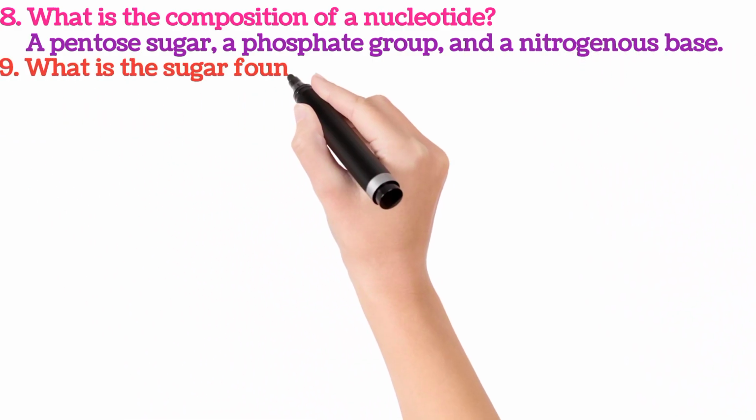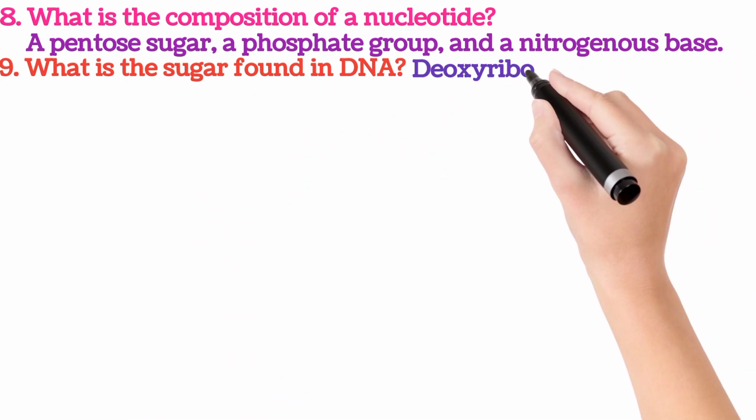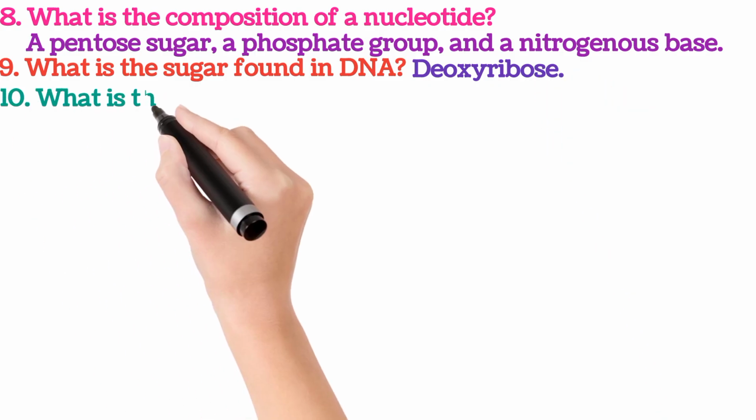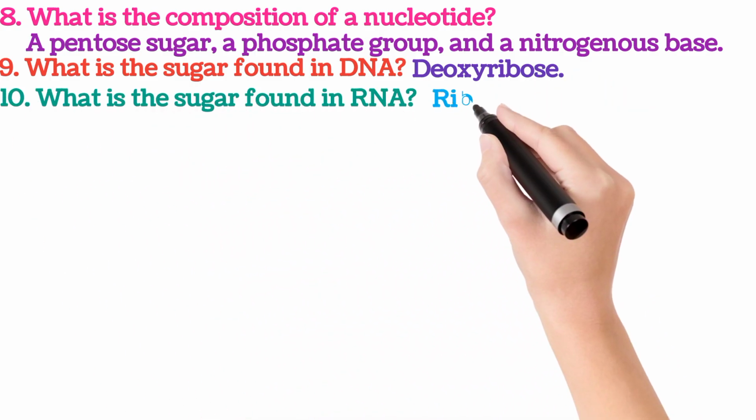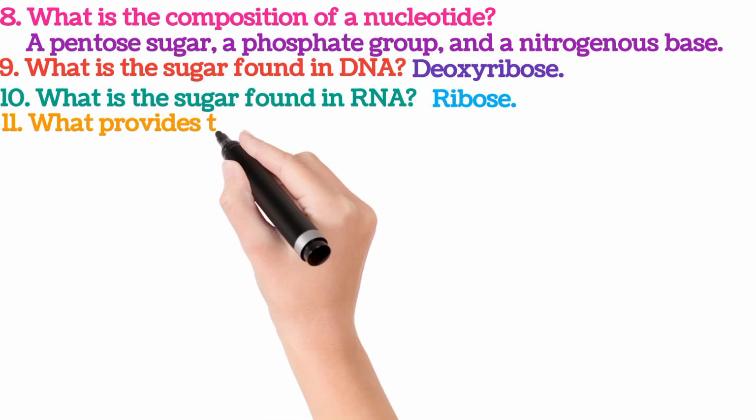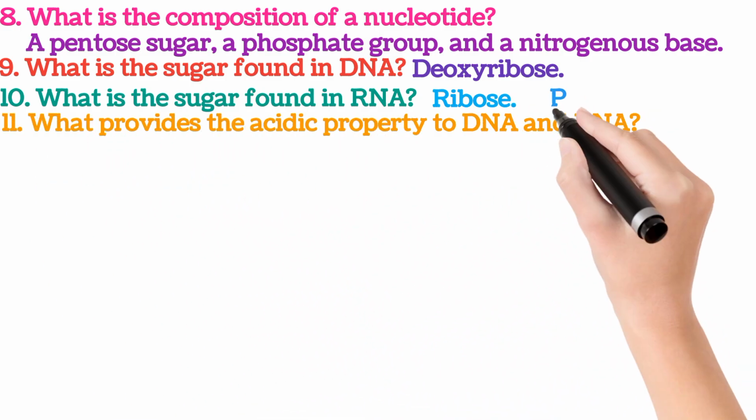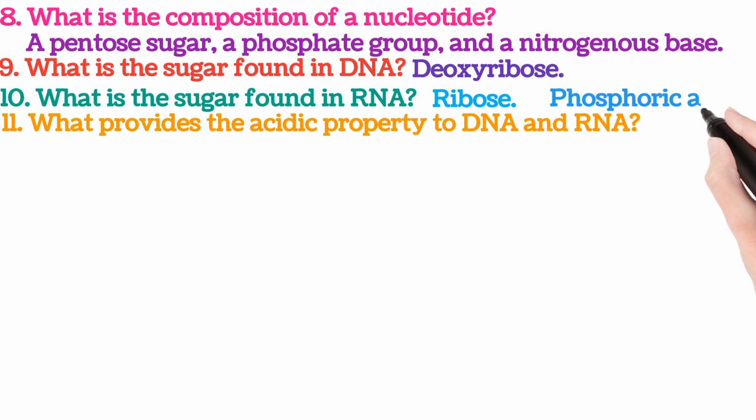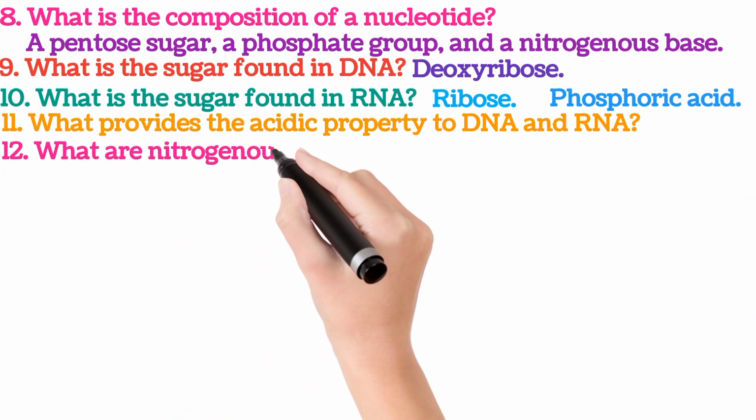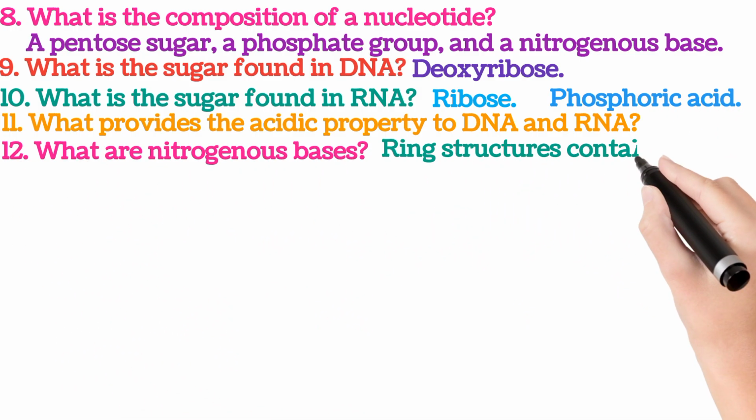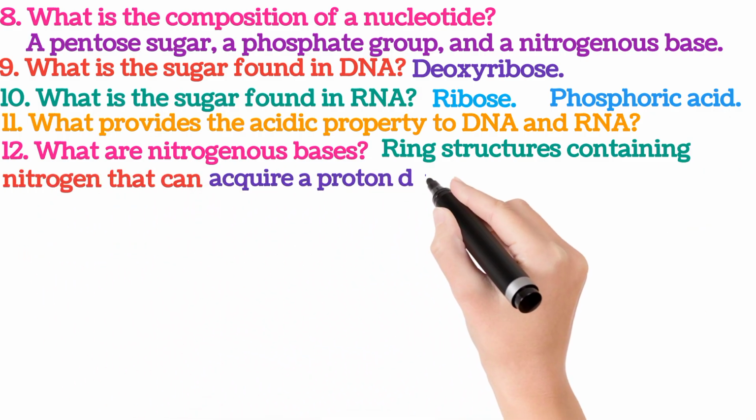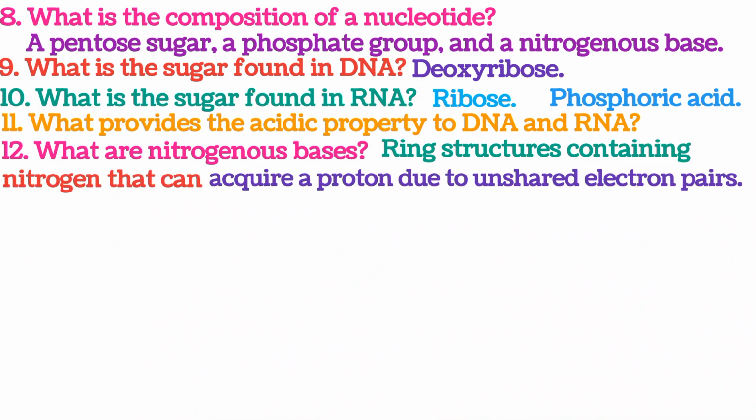9. What is the sugar found in DNA? Deoxyribose. 10. What is the sugar found in RNA? Ribose. 11. What provides the acidic property to DNA and RNA? Phosphoric acid. 12. What are nitrogenous bases? Ring structures containing nitrogen that can acquire a proton due to unshared electron pairs.